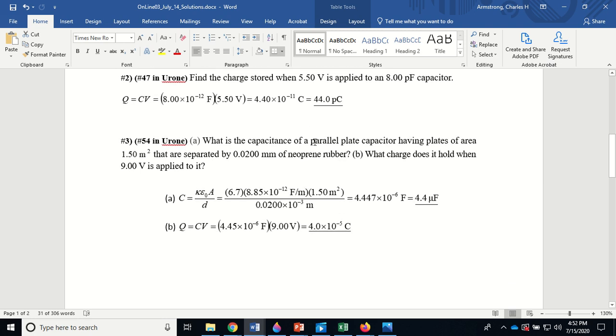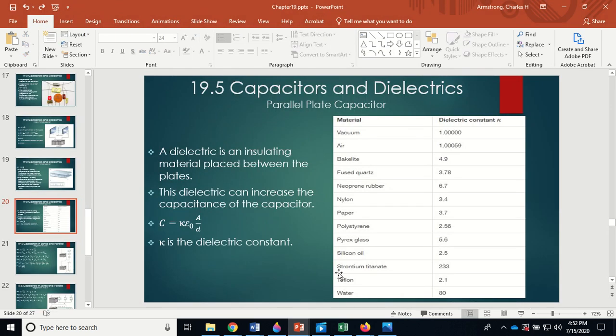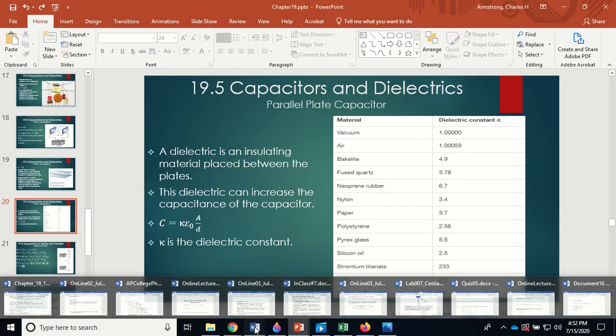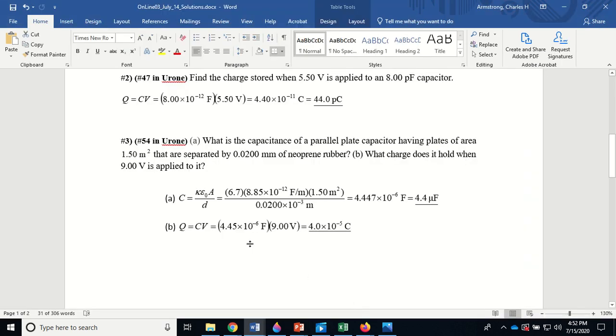Okay, what is the capacitance of a parallel plate capacitor having plates of area 1.50 meters squared that are separated by 0.0200 millimeters of neoprene rubber? Okay, neoprene rubber was on the list. There it was, 6.7. So there's your 6.7.